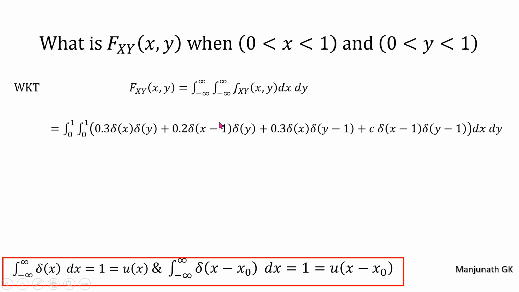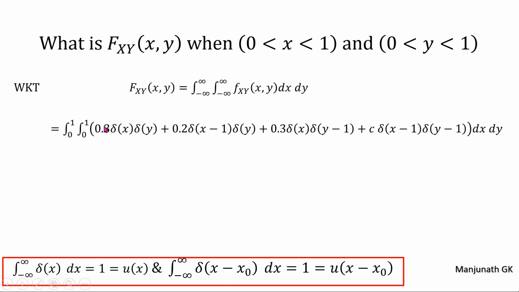So from the second term, because of this delta of x minus 1, the complete second term will be 0. Anything multiplied with 0 is 0 here. In the third term, because of this signal, everything will be 0. And the fourth term is also 0. What is remaining? The remaining term is only the first term.